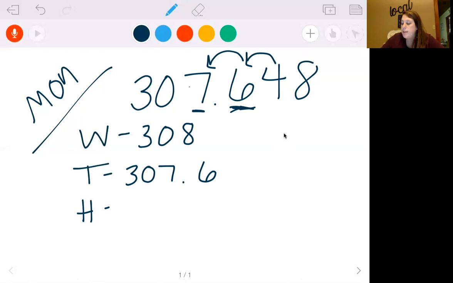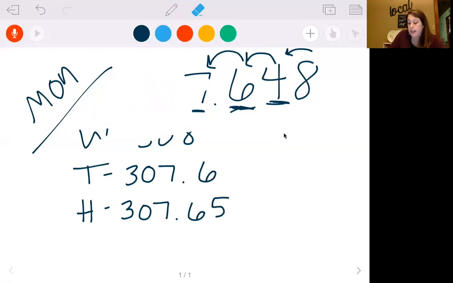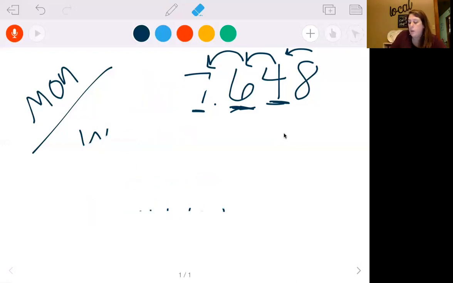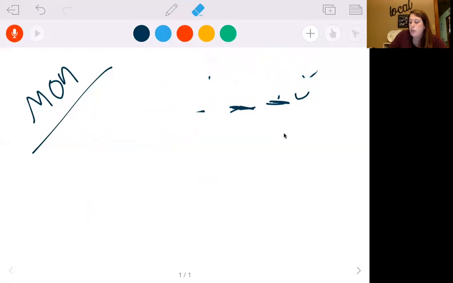My 4 is in the hundredths. The 8 makes the 4 go up to a 5. So 307.65. Okay, so that's all you have to do. It's very methodical. You just have to remember what your places are, remember your place value, and then you also have to remember to look next door and remember your basic rules. 0 to 4 stays the same, 5 or more rounds up.